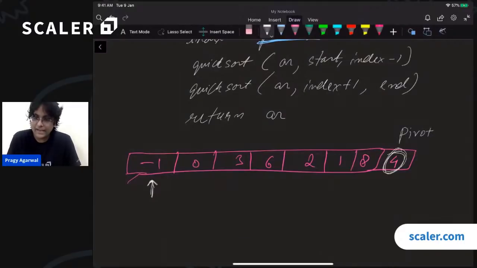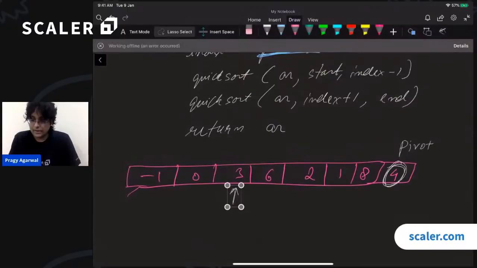So initially I have -1. Is -1 smaller than 4 or larger than 4? It is smaller than 4, so I will not do anything. I will simply move my pointer ahead. Now once again, is 0 smaller than 4 or larger than 4? It is smaller. So I will move my pointer ahead. Now 3 is still smaller, so I'll move my pointer ahead. Now I am at 6. 6 is larger than 4.